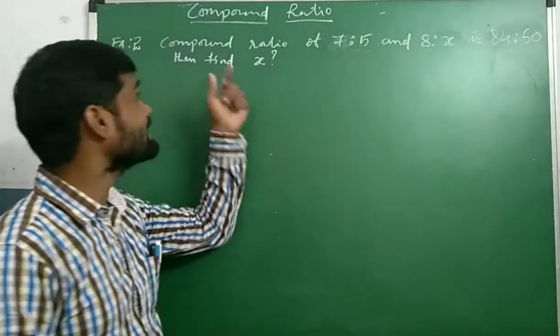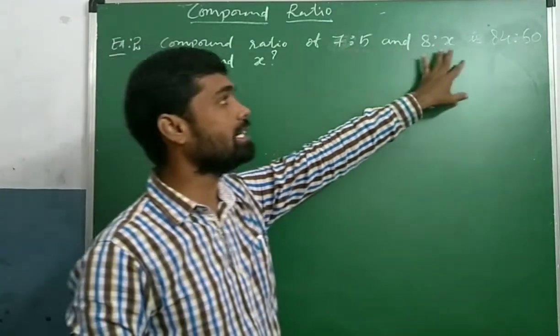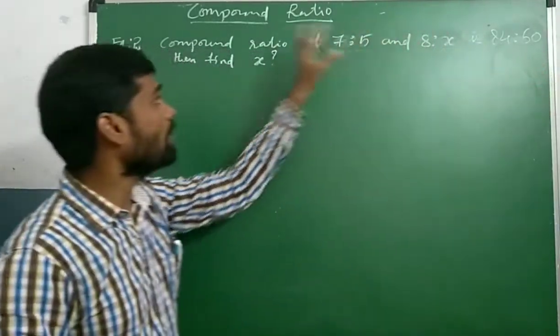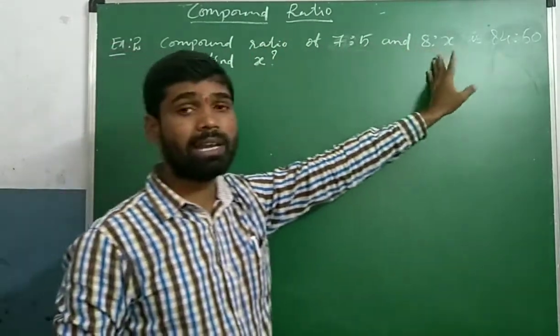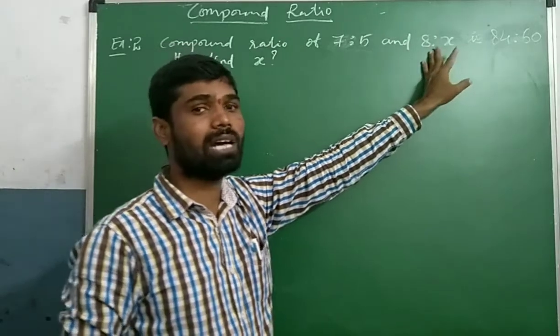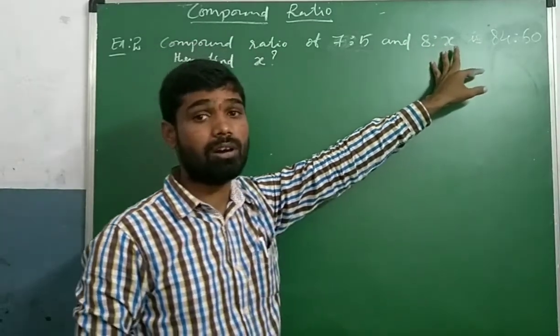Let us see one more example. Here, the compound ratio of 7:5 and 8:x is equal to 84:60. What is given here? Two ratios are given and the compound ratio is also given. In the second ratio, he did not give one value. Instead, he mentioned x. So we have to find the value of x.